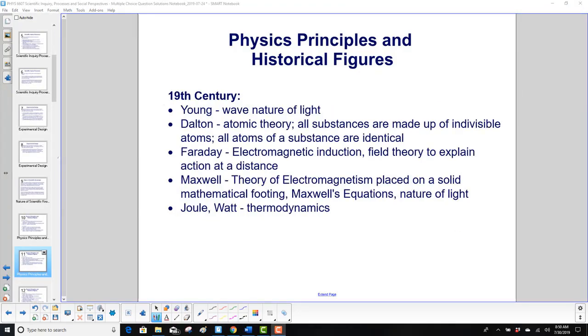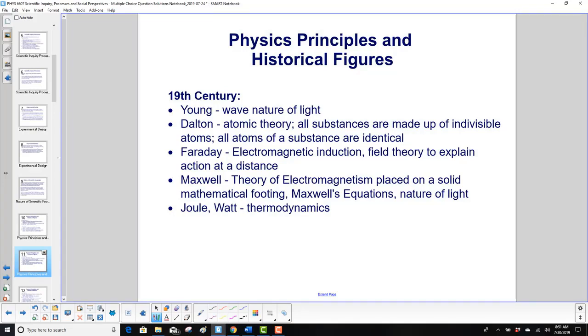19th century. Young, the double slit experiment that showed that light acted as a wave. Dalton, atomic theory. All substances are made up of indivisible atoms. All atoms of a substance are identical. Faraday, one of the most brilliant experimenters of all time, showed electromagnetic induction and used an elementary field theory to explain the action at a distance that was started all the way back with Newton. And the same field theory concepts were later used in the 20th century for quantum physics.